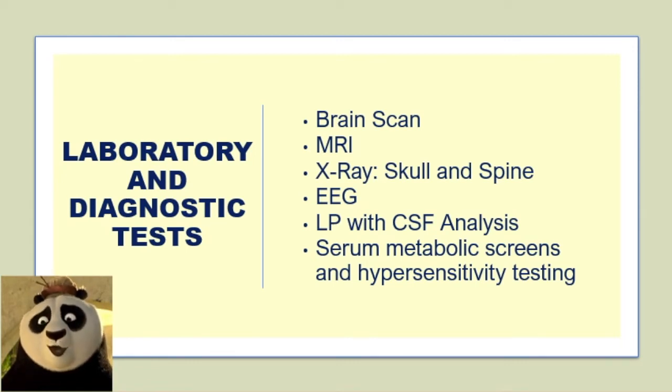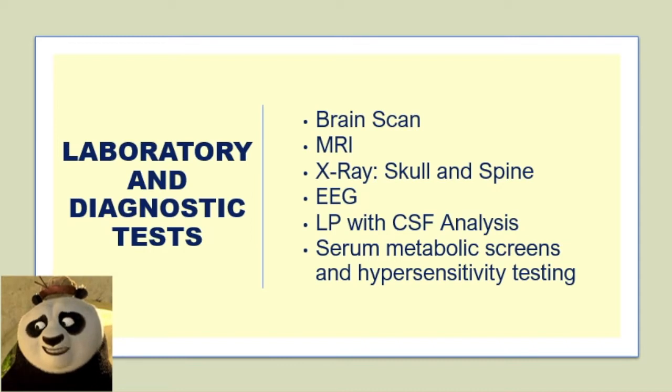We're also doing your MRI. The X-ray of the skull and the spine is used, class, to rule out fracture and other gross injuries. For your spine, it is used to also rule out abnormality on the curvature of your spine. Your EEG, on the other hand, is used to evaluate the electrical activity of your brain. Whereas your lumbar puncture with CSF analysis is done, class, to detect the presence of infection. We also do your serometabolic screens and hypersensitivity testing. Your metabolic screens would be necessary, class, to rule out metabolic problems. And then hypersensitivity testing is necessary to evaluate problems on allergic reactions.